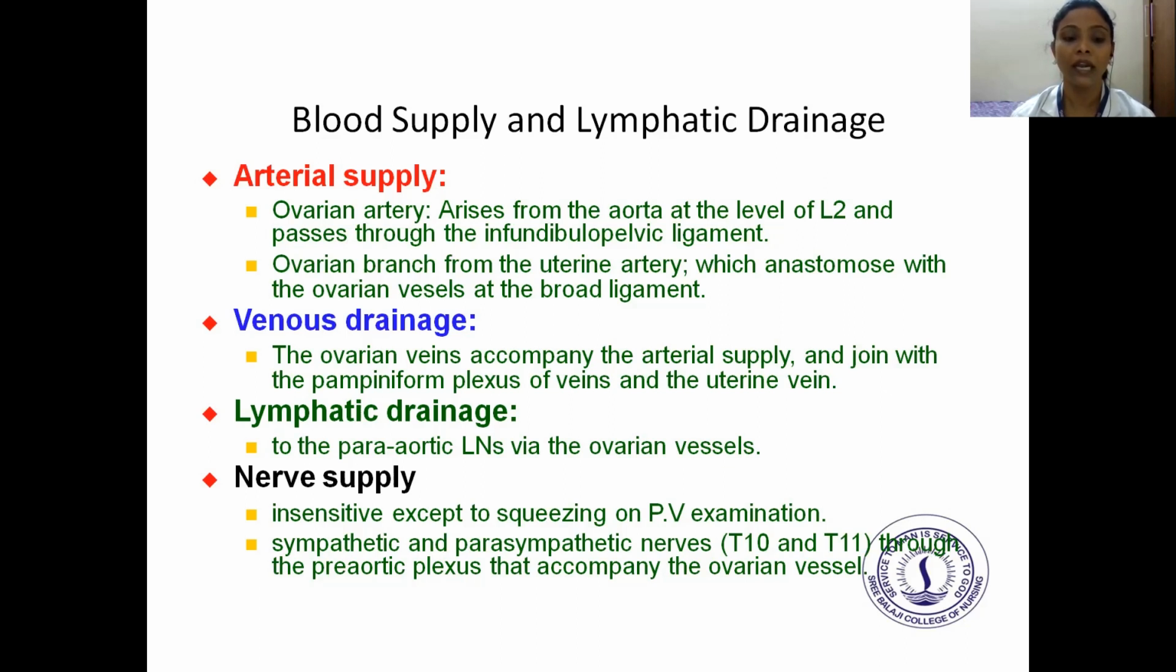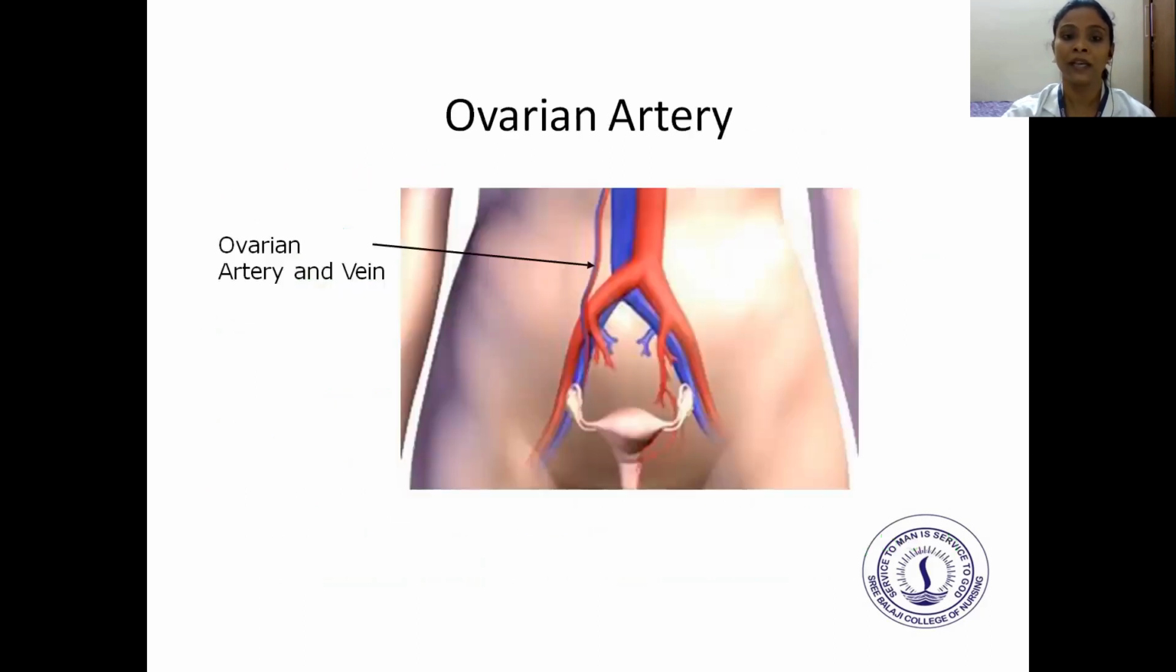Next, the nerve supply. It is insensitive except to squeezing during the PV examination. The sympathetic and parasympathetic nerves, that is T10 and T11, accompany the ovarian vessels. And next is the ovarian artery. Can you see clearly in this picture the ovarian artery and the vein that correspond to the ovaries?